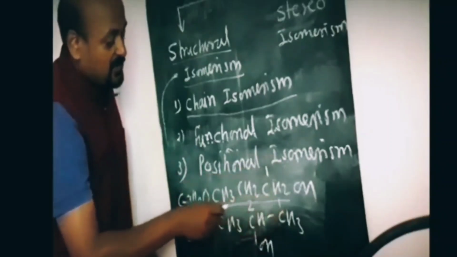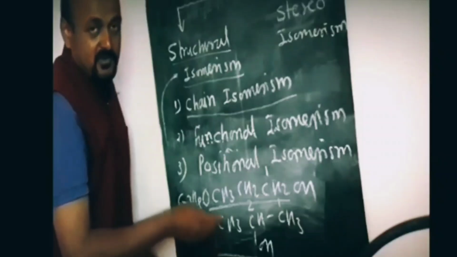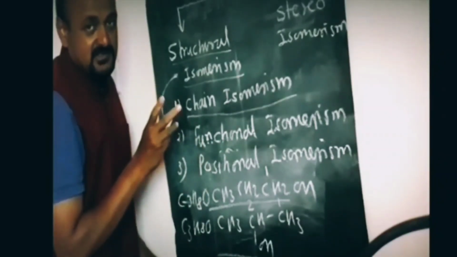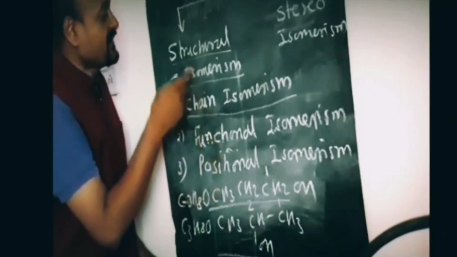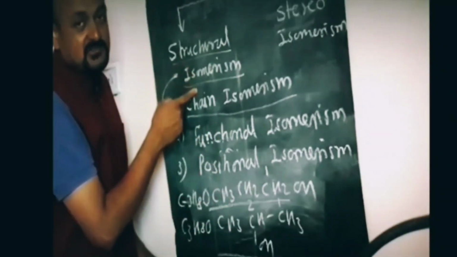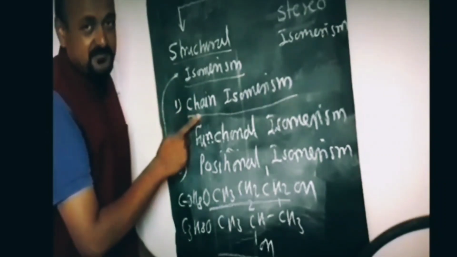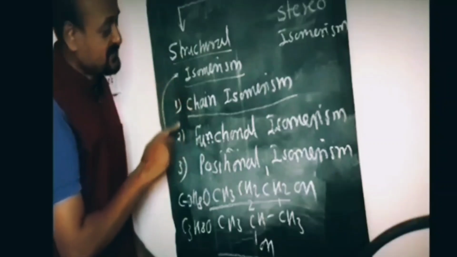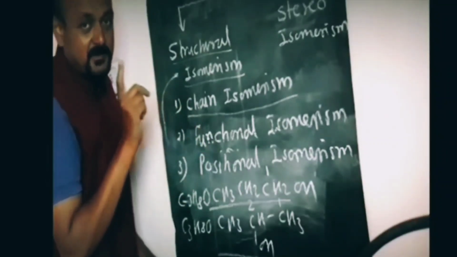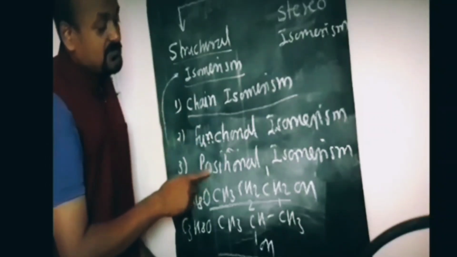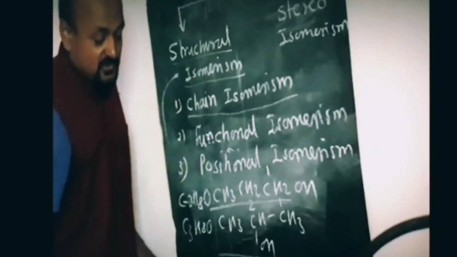If you write the structural formula of 1-propanol and of 2-propanol, then you will observe a sudden change, isn't it? That means these two compounds have the same molecular formula but different structural formula. That's why these are structural isomers. Okay, so in this way, chain isomers means different chains. Functional isomers means compounds having the same molecular formula but different functional group. And positional isomerism is nothing but compounds having the same molecular formula but different position of functional group.